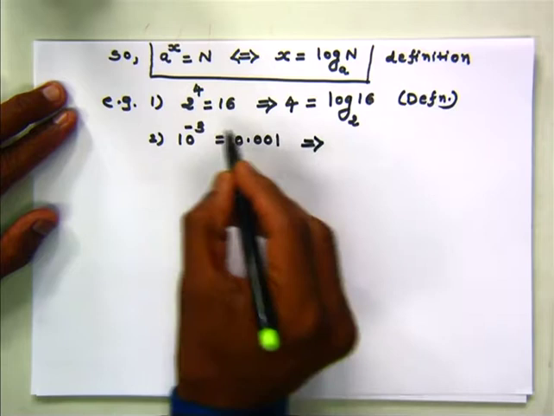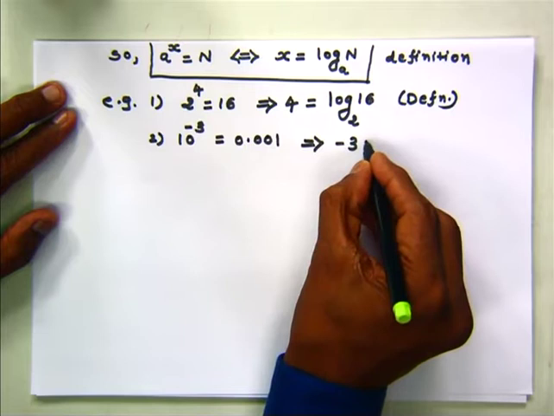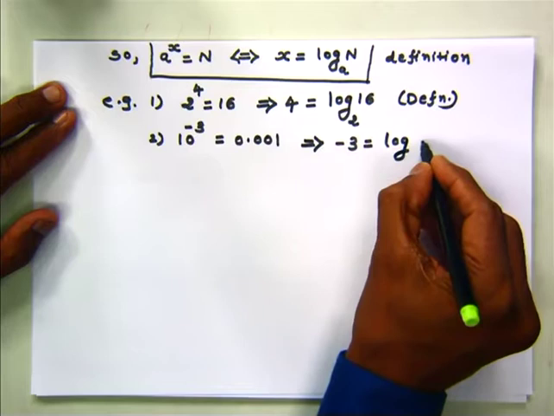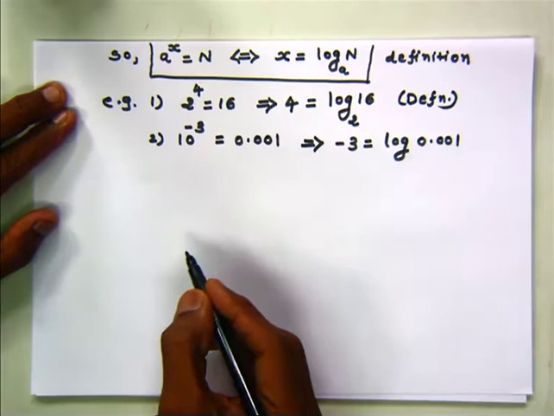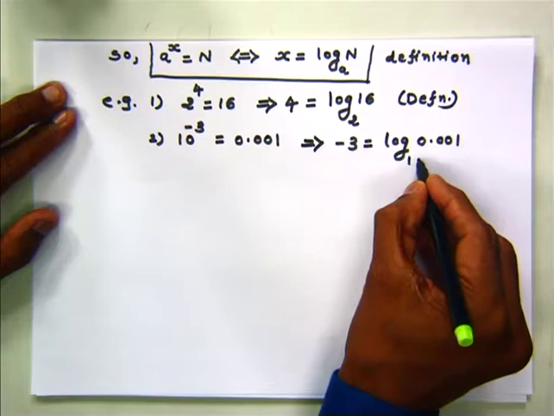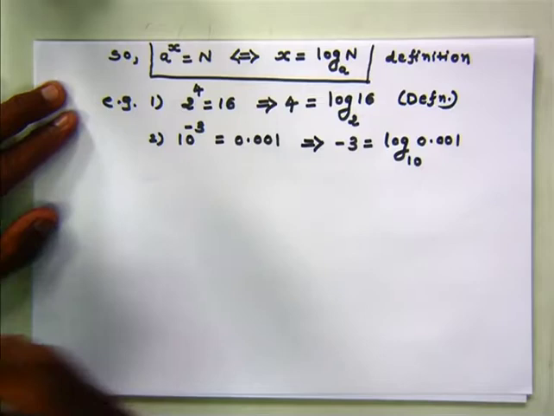So, power minus 3 is equal to log of 0.001 with respect to the base 10. So this is the definition of logarithm.